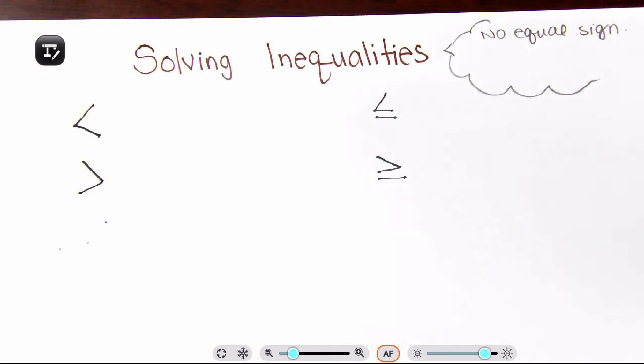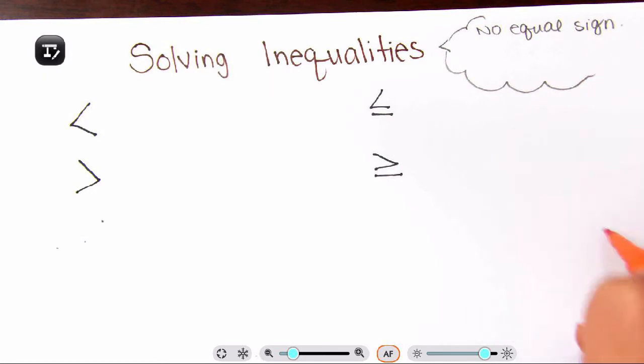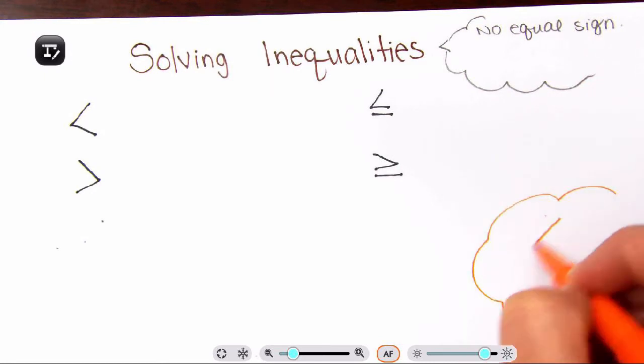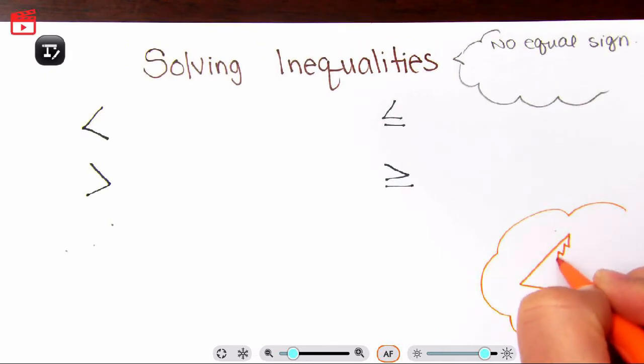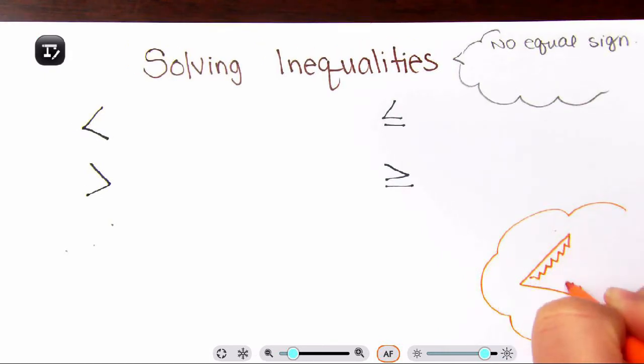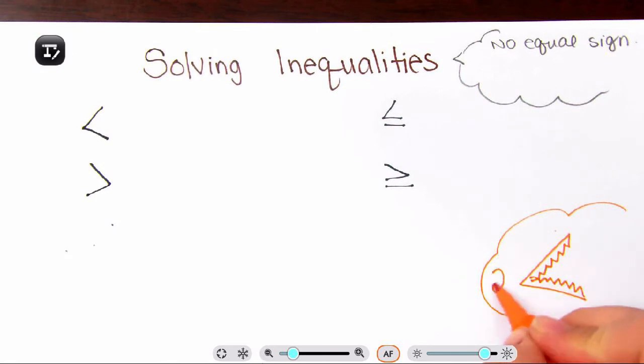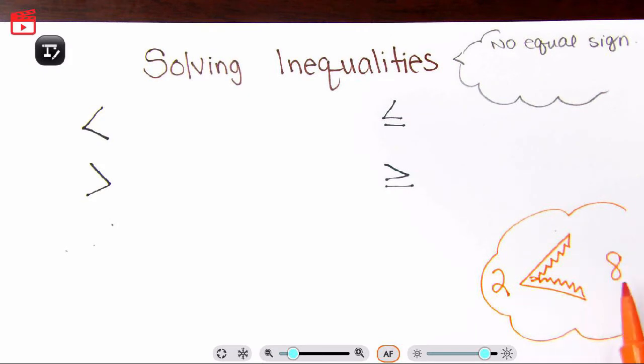If you have had elementary school here, then you may have seen the alligator teeth. Here's another thinking bubble. Usually when we first introduce inequality signs, we see alligator teeth. And so the alligator is super duper hungry and it wants to eat the larger number. So for example, 2 and 8. The alligator wants to eat 8 because 8 is bigger. Get it? 8 because the alligator ate. It's okay. Math joke.